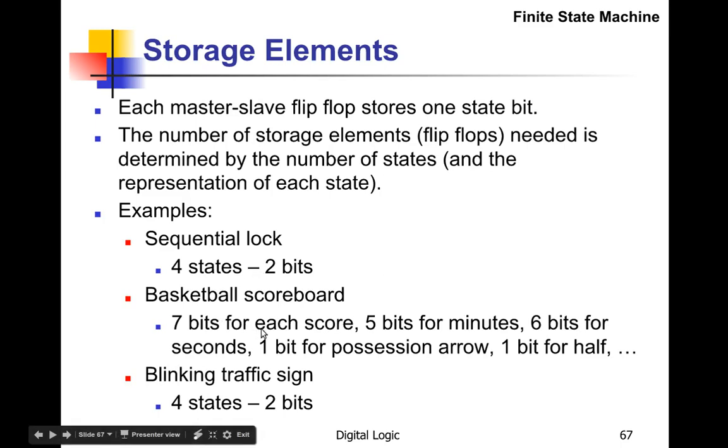A basketball scoreboard needs a lot more bits, maybe 7 bits for the score, 5 bits for the minutes, 6 bits for the seconds, 1 bit for who's got the possession, and 1 bit for halftime, and who knows what else. A blinking traffic sign is our next example. It has 4 states, so you can do that with 2 bits, that's 2 master-slave flip-flops. Let's look at that.